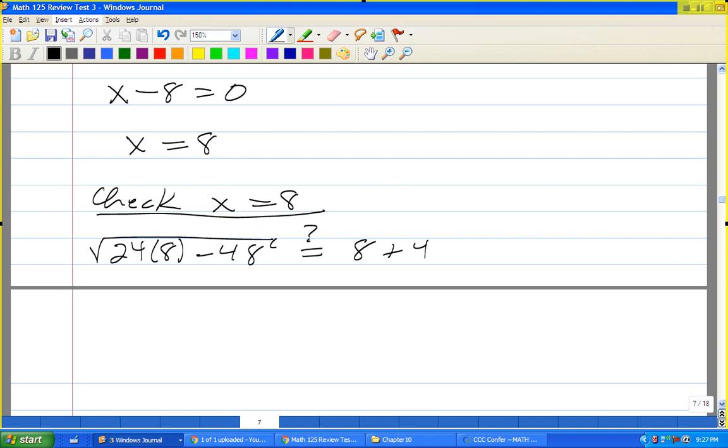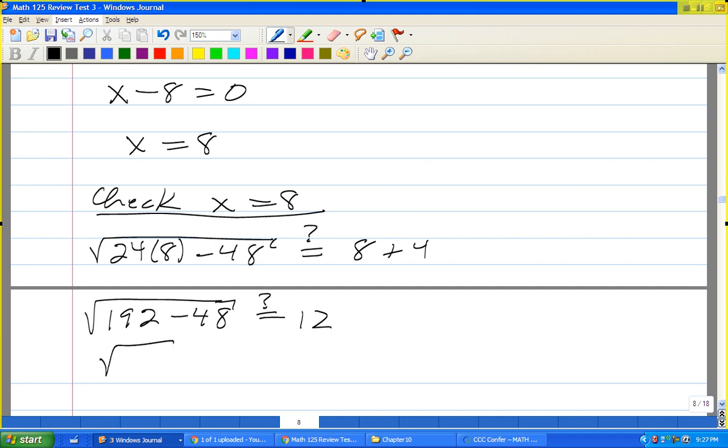And so let me multiply 24 times 8. So I get the square root of 192 minus 48. Is that equal to 12? 192 minus 48 is 144. Is the square root of 144 12? Yes. So 8 works. Okay.